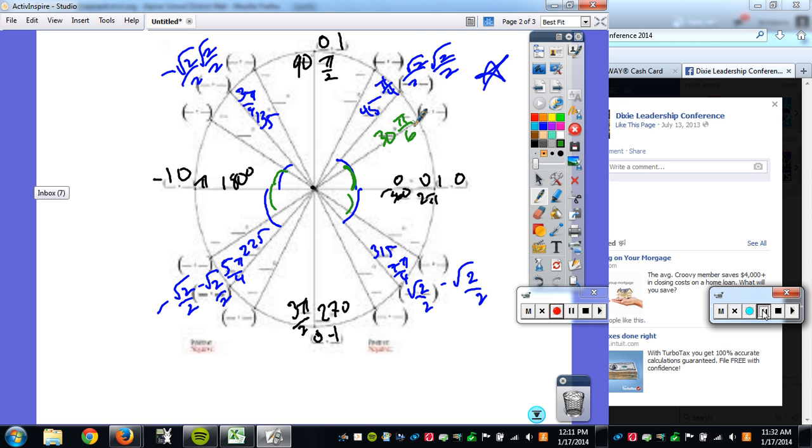If I'm cutting back 30 from 180, this guy's 150, right? This guy's 6 pi 6, but I'm cutting back pi 6. What would he be? 5 pi 6, right?